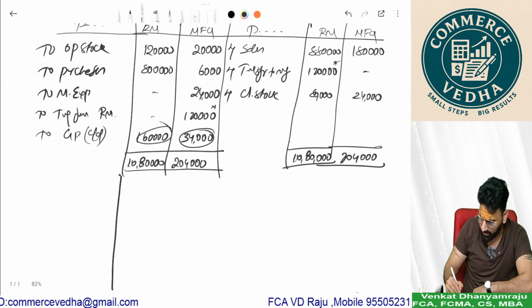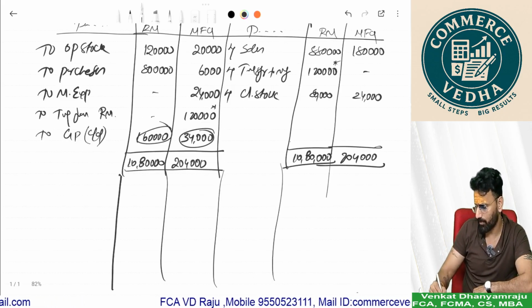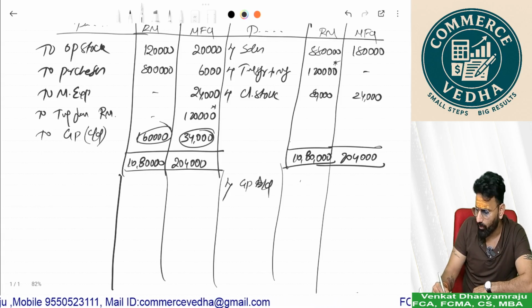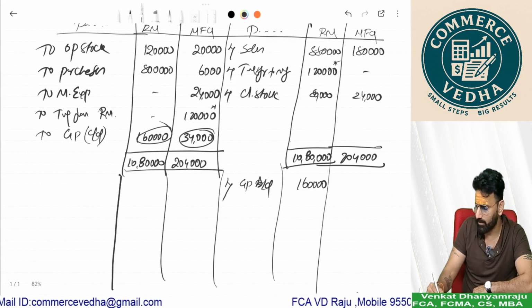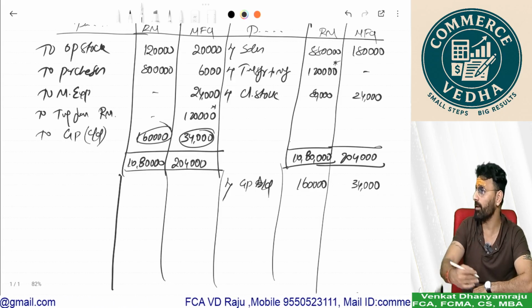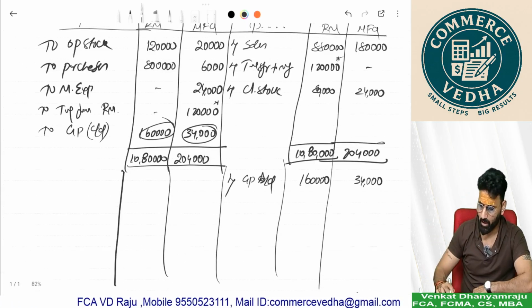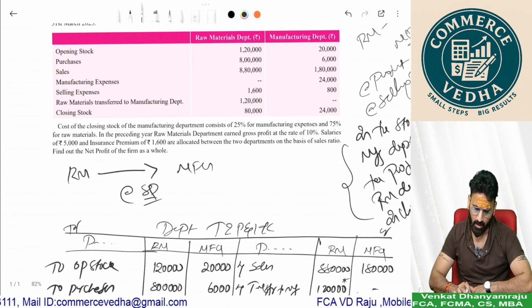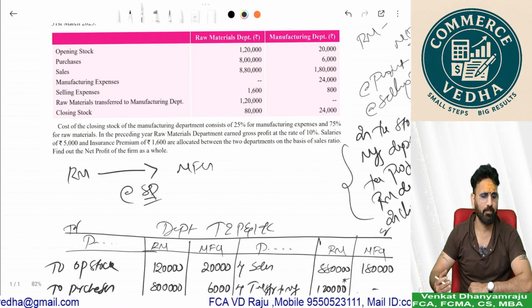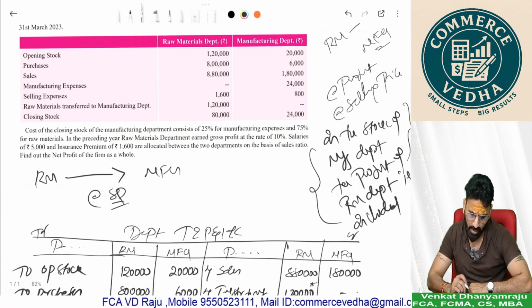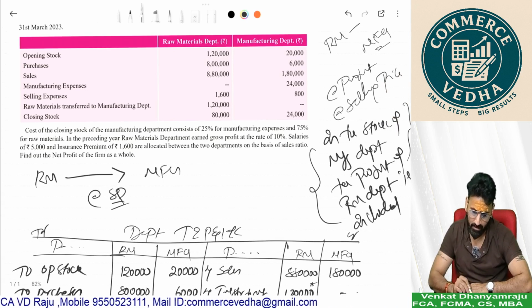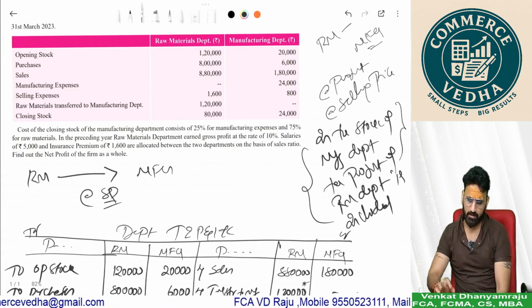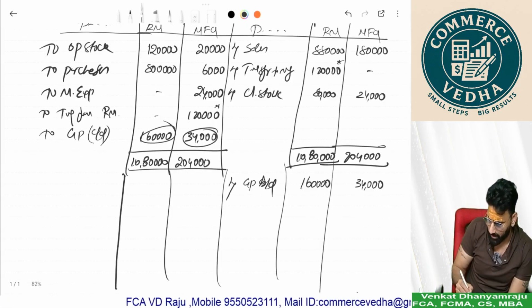Now we should extend this by gross profit brought down 160 and 34. So we brought down the gross profit. Now, what else we should see here in the question? There are selling expenditure, no other big expenditure, selling expenditure, and what else? Salaries 5,000. So now they have given some other expenditure. Selling expenditure 16 and 18. I am posting it here to selling expense.